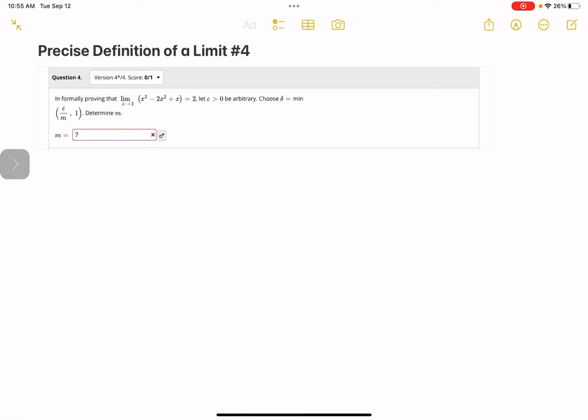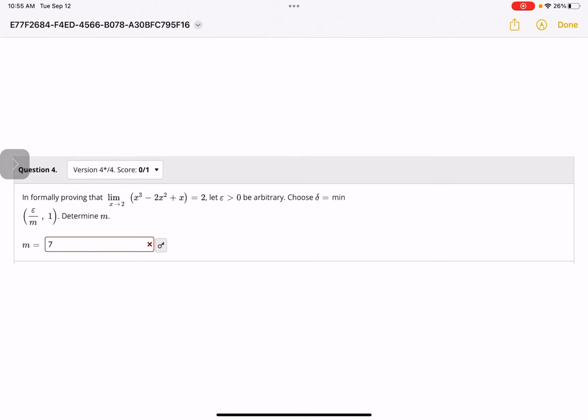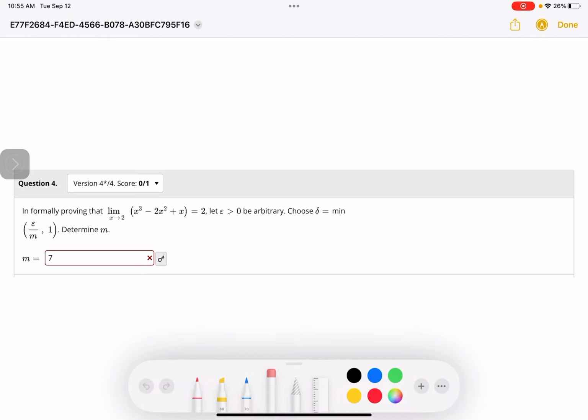For this problem, we're trying to find this m value so that epsilon over m, so delta is going to be the minimum value of epsilon over m, or 1. So we're going to determine what m would be to make this work.